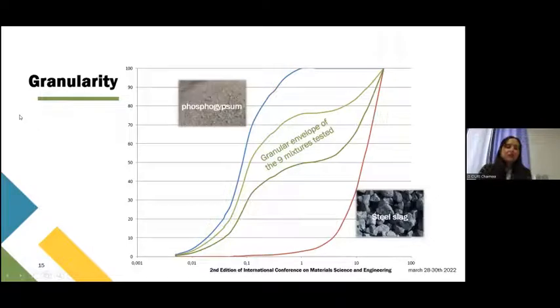As a first result, granularity. We can notice that phosphogypsum has a very thin granularity. Steel slag is here, or sand for the second mixture design, a granular corrector. And we obtain the 9 mixtures tested, continuous granularity between both of them.